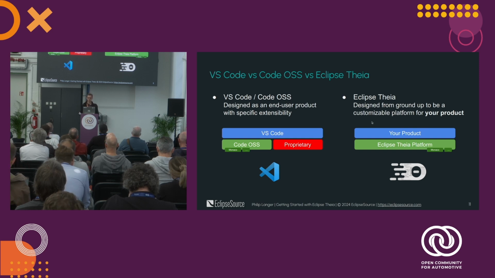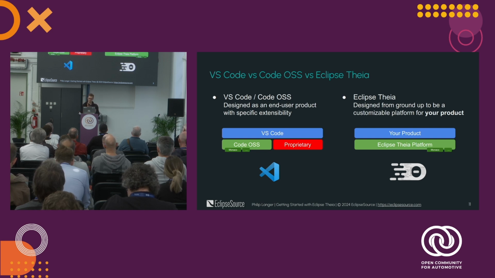Theia, however, on the other hand, is really designed from the ground up to be a customizable platform to build your product, not VS Code. And that's a huge difference in how the internal API has been structured. It still reuses a few components, like the Monaco code editor, but aside from that, it's essentially redesigned from the ground up to be a platform and not the code base of a code editor.